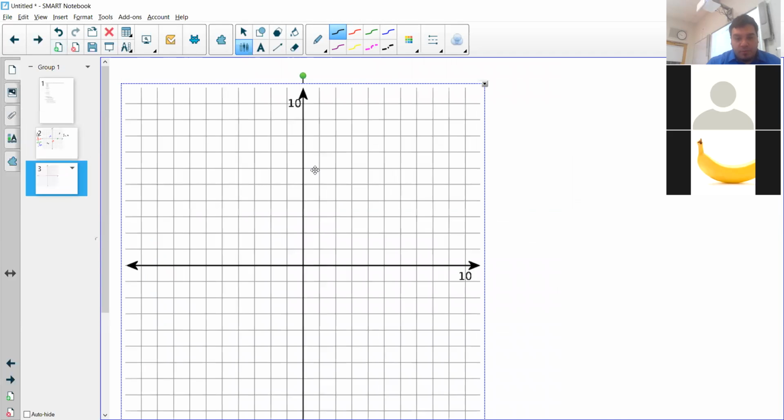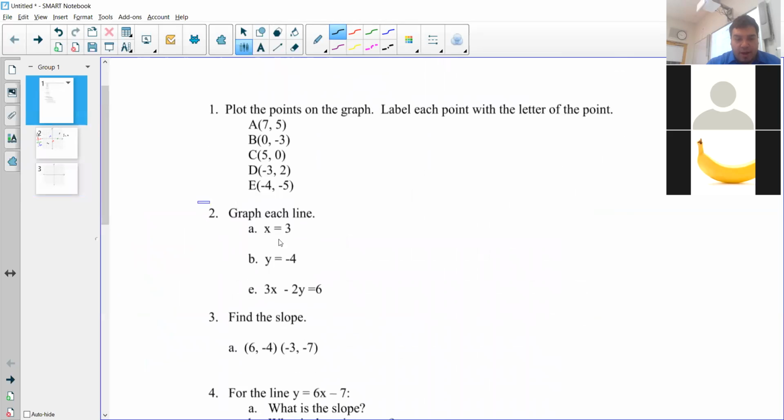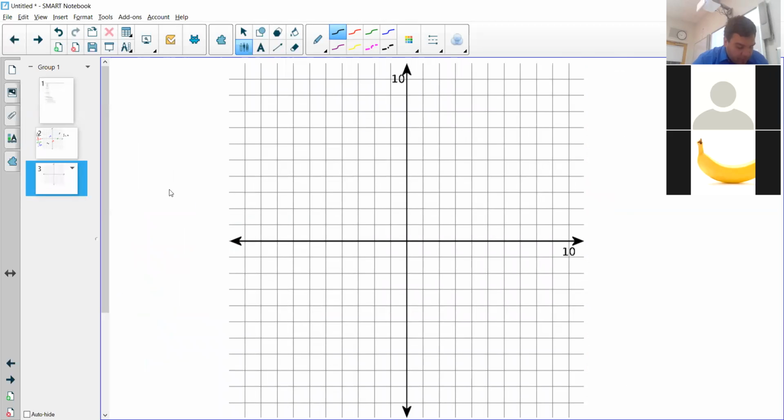All right, so I'm going to the next part. I'm going to put a new graph here. So just a reminder, the next part is where to graph these lines. So section number 2, graph these lines. Okay. So the first one is x equals 3. So what does x equals 3 mean? A is x equals 3, I should say. All right. So what is x equals 3?